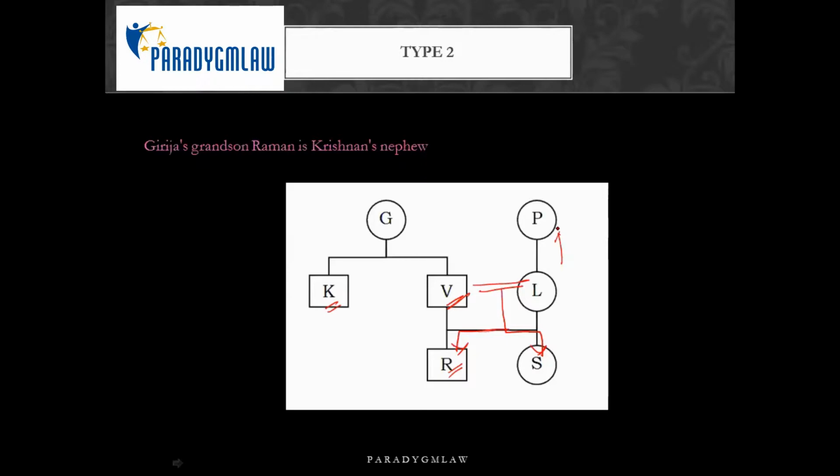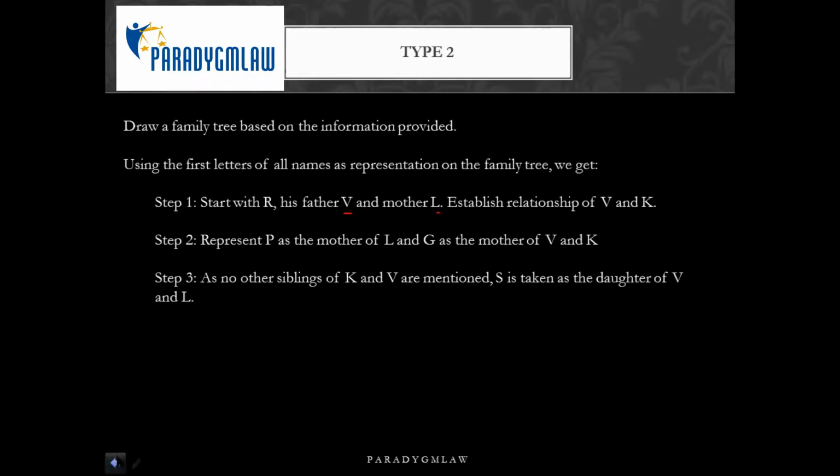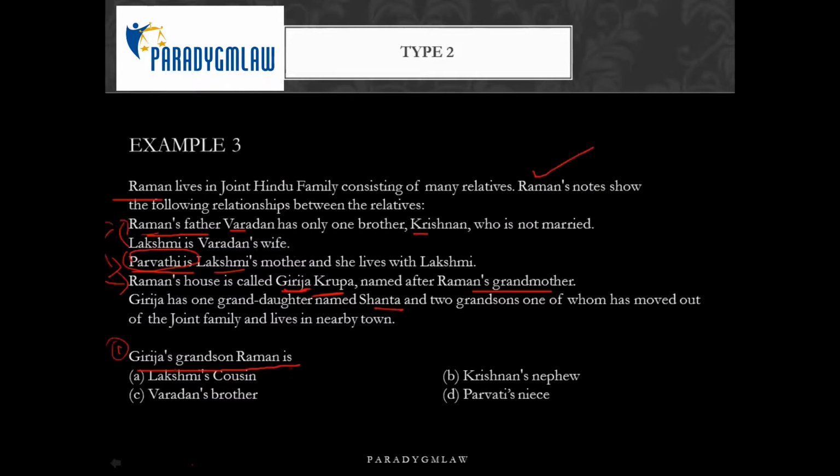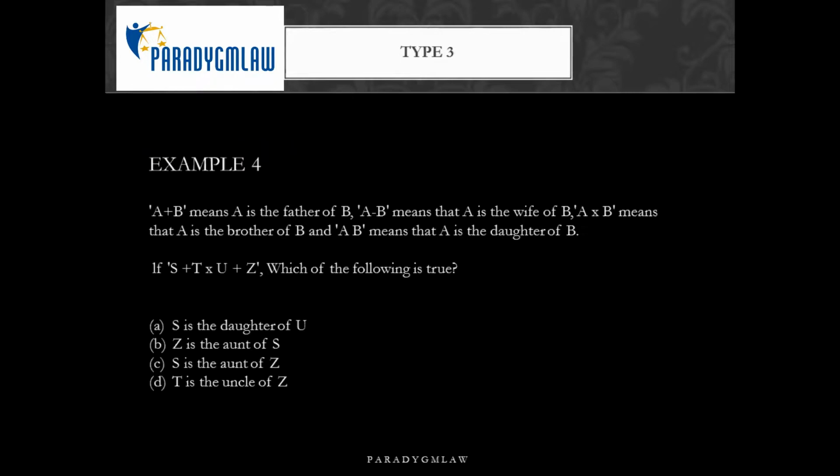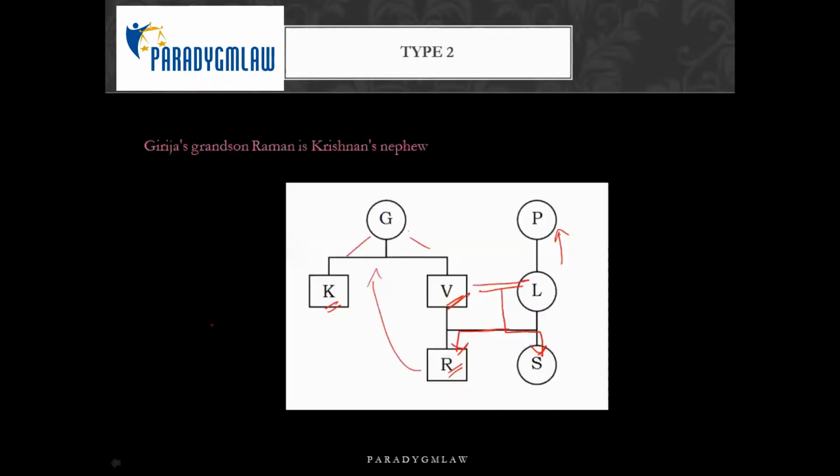This is Parvati, Lakshmi's mother. Girija is grandmother to Raman. Krishnan and Vardhan are her sons. Okay. So the question is asking you, Girija's grandson, Raman, is Lakshmi's cousin? No, it's Lakshmi's son. Vardhan's brother? No, Vardhan's son. Krishnan's nephew? Yes. Parvati's niece? No, Parvati's grandson. Okay. So Krishnan's nephew would be the right answer in that case. This is a type 2 problem.